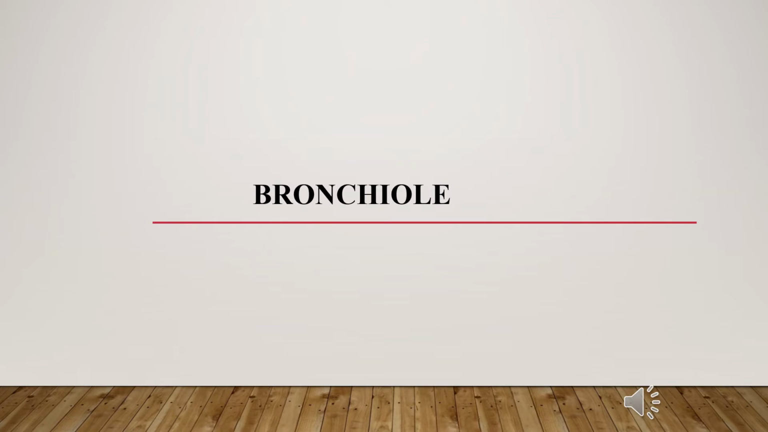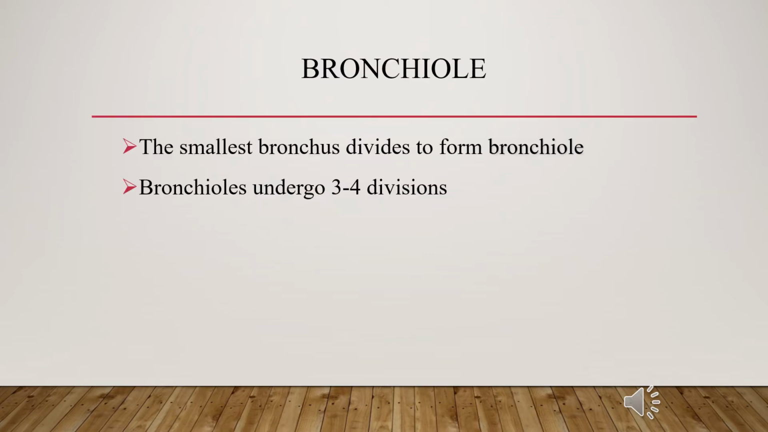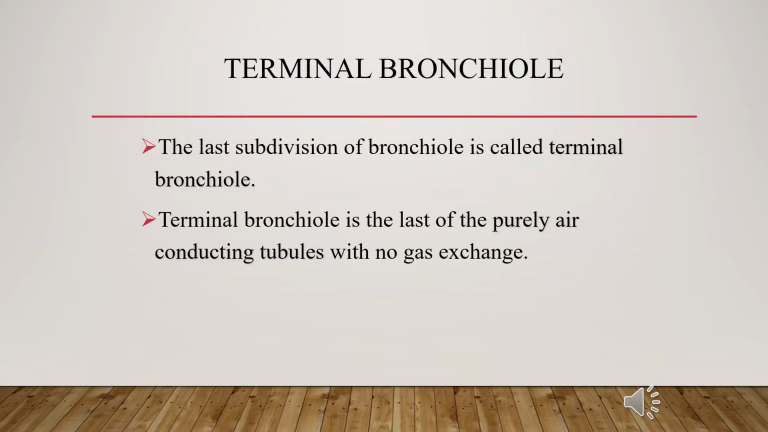Coming to the bronchiole, the smallest bronchus divides to form the bronchiole, and these bronchioles undergo 3 to 4 divisions. Terminal bronchiole: the last subdivision of the bronchiole is called the terminal bronchiole. It is the last of the purely air conducting tubules with no gas exchange.